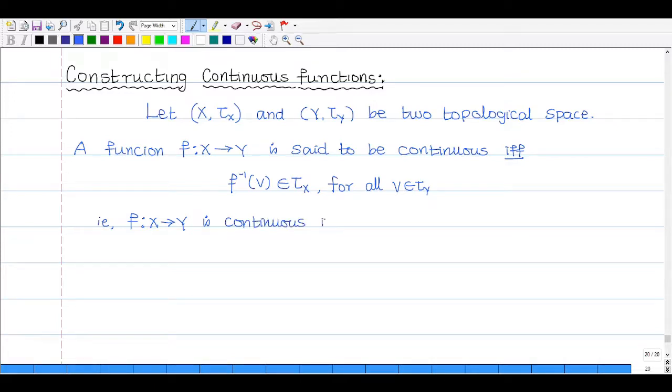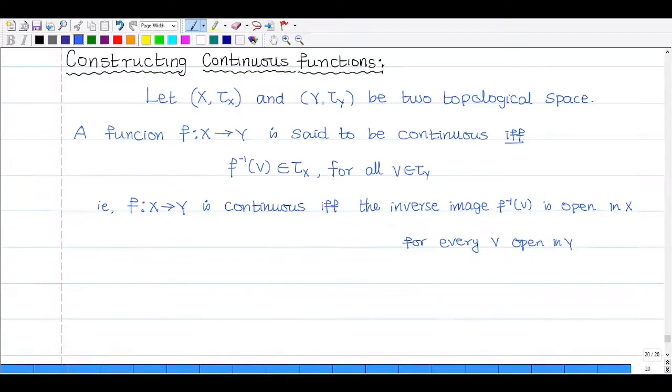if and only if the inverse image f inverse of V is open in capital X for every V open in capital Y. That is, the inverse image of an open set is open. இப்படி இருந்தால் then we say that f is a continuous function.